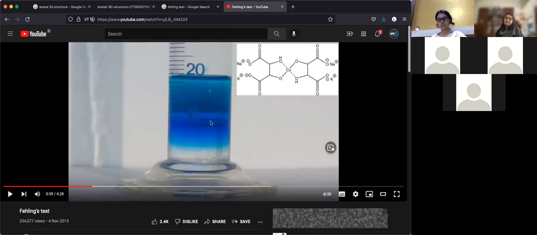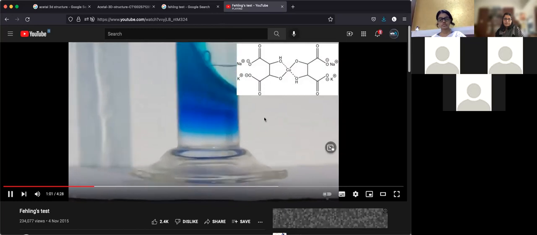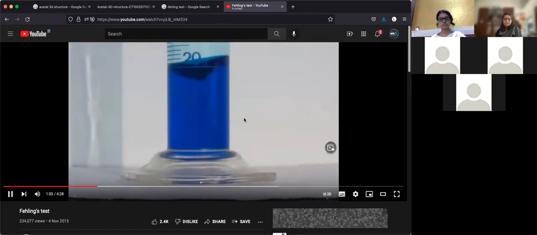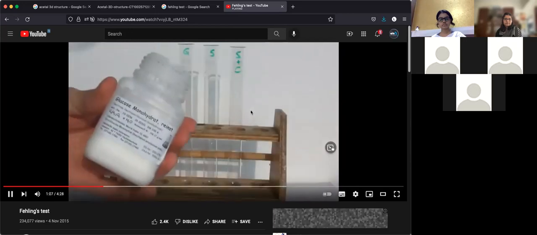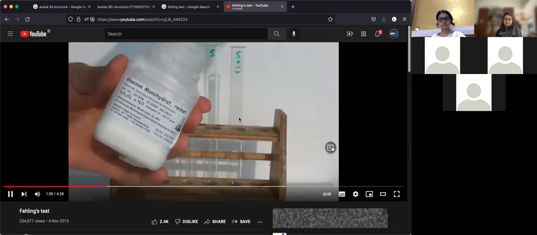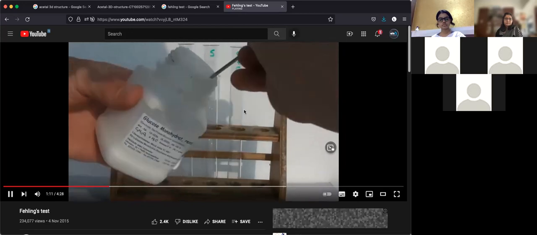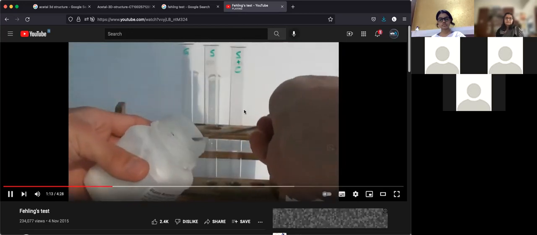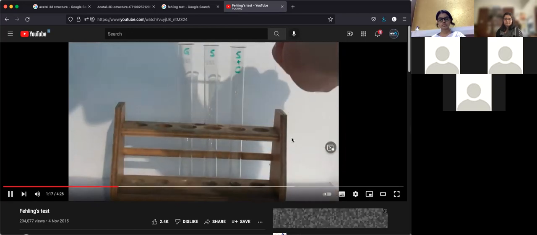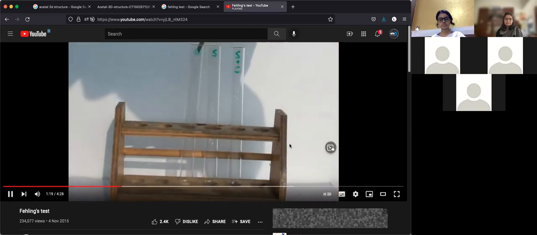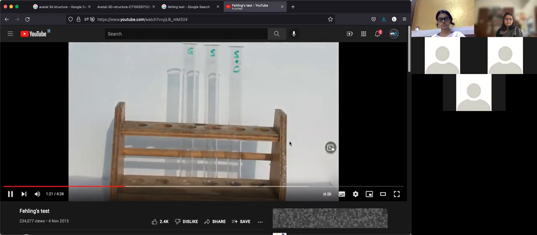Okay. Complex is easily reduced by many reducing compounds. Commonly, the Fehling's reagent is used to test for reducing sugars. For this, the reactions of glucose and sucrose with the Fehling's reagent are compared. 3 test tubes are used. To the first one, some glucose is added.